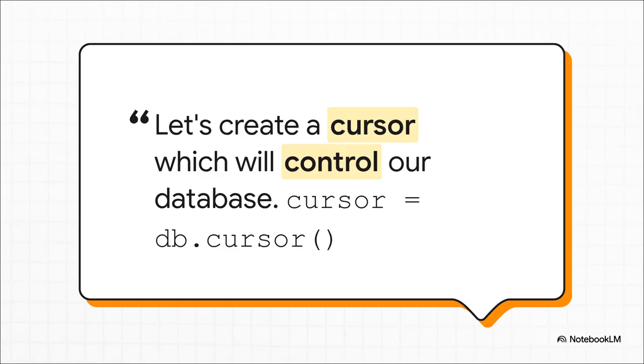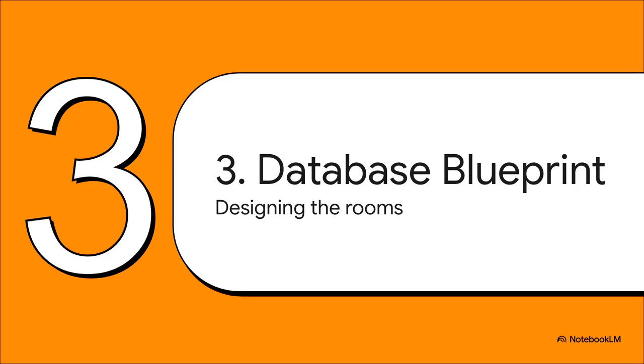And making one is, well, it's about as simple as it gets. You just take that database connection we made, the one we call DB, and you ask it for a cursor. Boom, 1 line of code. Now we have our worker ready and waiting for instructions. All right, foundation, check. Worker, check.